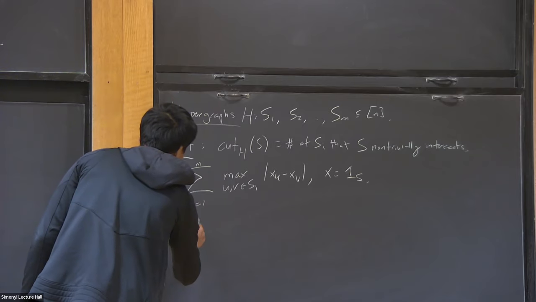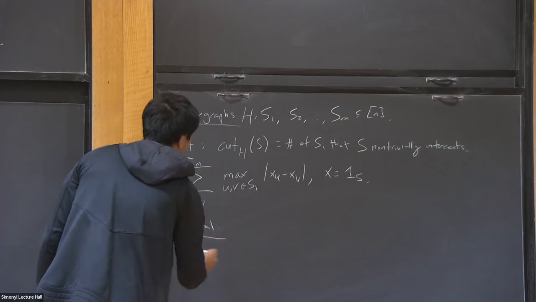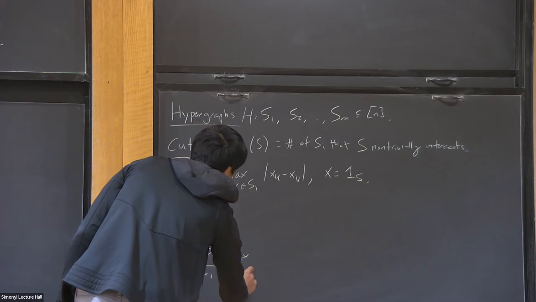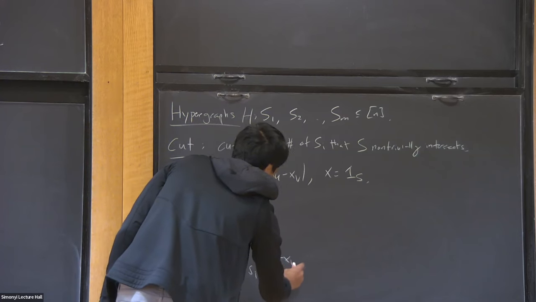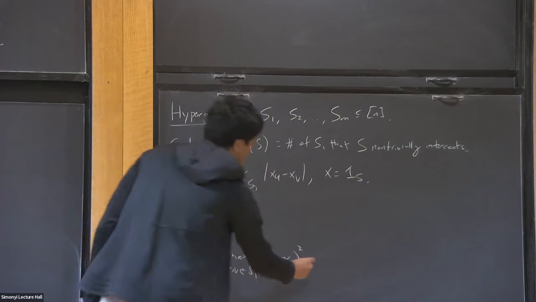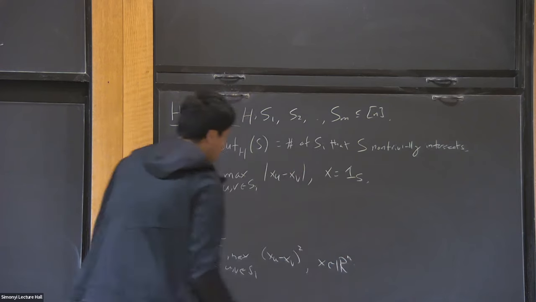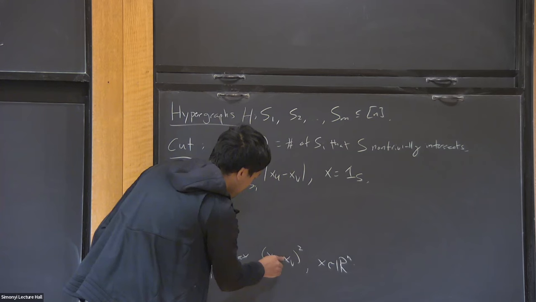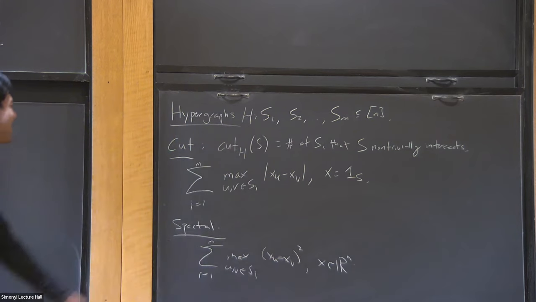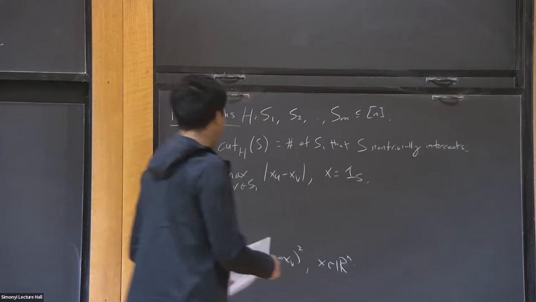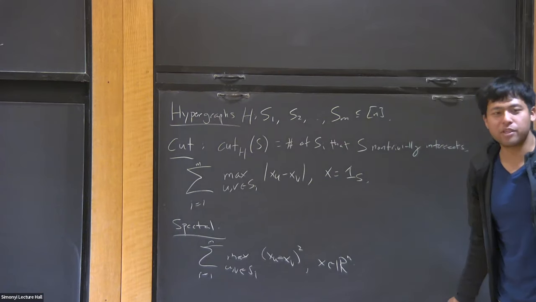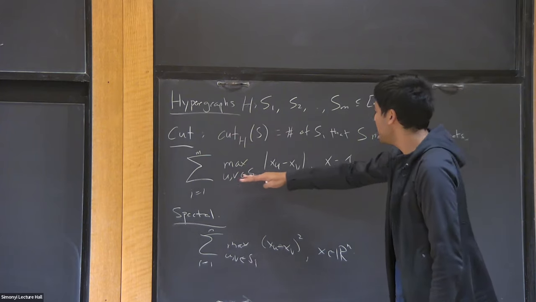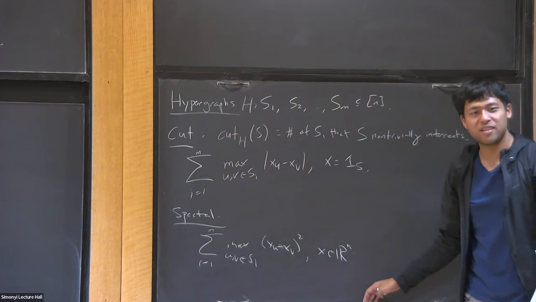And you can also define spectral hypergraph sparsification in a similar way: the sum for i equals 1 to m of the max over u, v in Si of (x_u minus x_v) squared. As you can see, these are higher dimensional things that you can define. Somehow in hypergraphs it's very natural that this comes up: I get the max of a bunch of inner product forms.